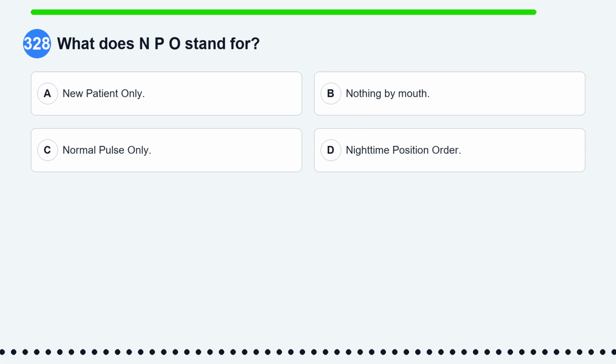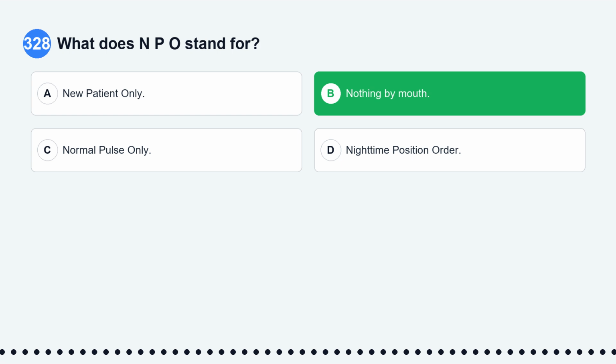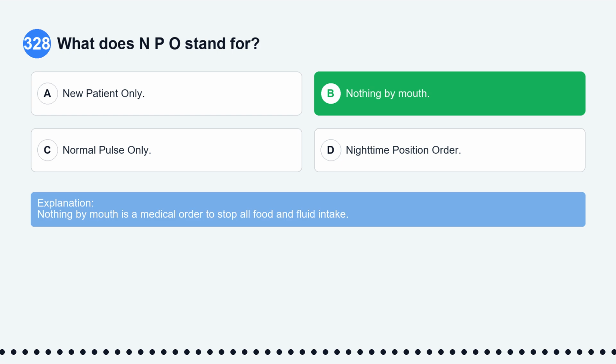Question 328. What does NPO stand for? Option A, new patient only. Option B, nothing by mouth. Option C, normal pulse only. Option D, nighttime position order. The correct answer is option B, nothing by mouth. Nothing by mouth is a medical order to stop all food and fluid intake.